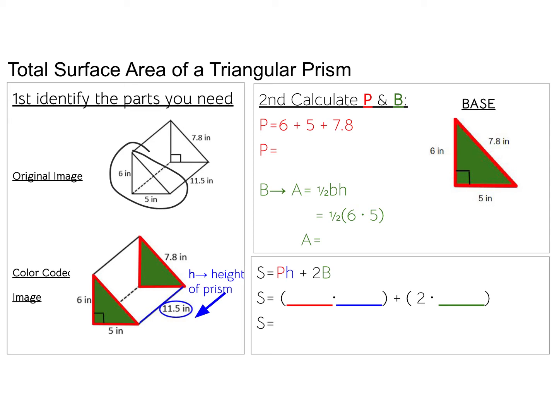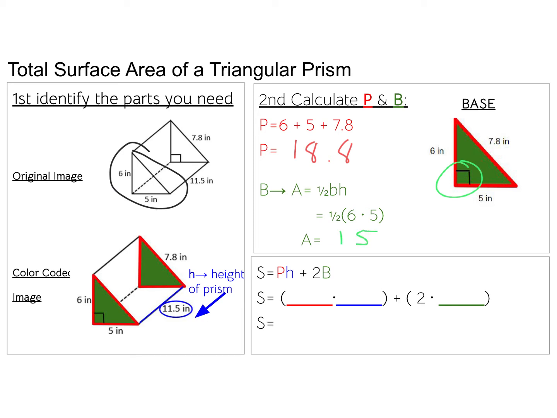So first, let's look at that perimeter, and we're going to add 6 plus 5 plus 7.8, and we're going to get a perimeter of 18.8 inches. Next, we're going to find the area of the base, and we're going to multiply the base and height, which remember they crossed at a 90-degree angle, 6 times 5, and then multiply that by 1/2. Once I put that information in my calculator, I get an area of the base of 15.